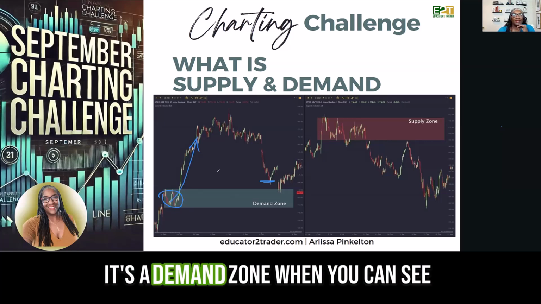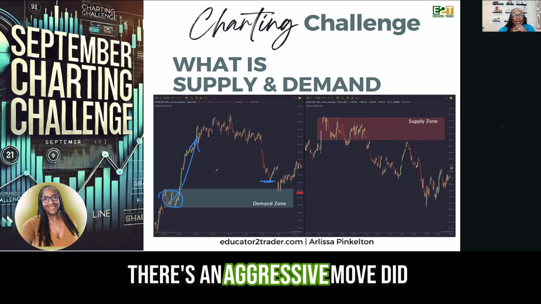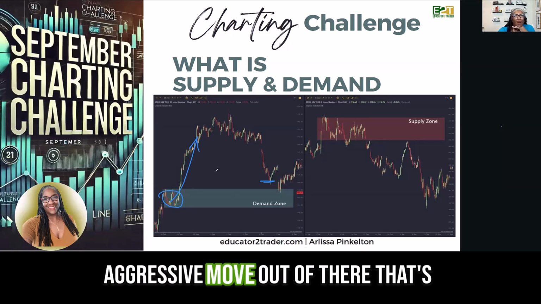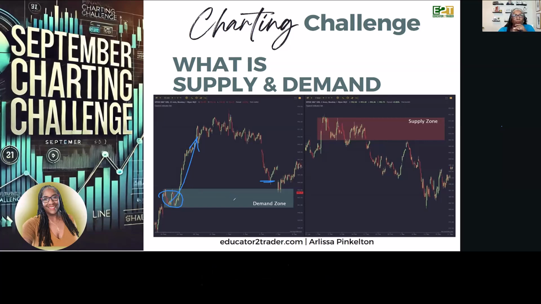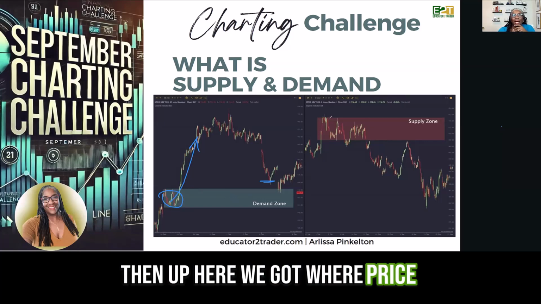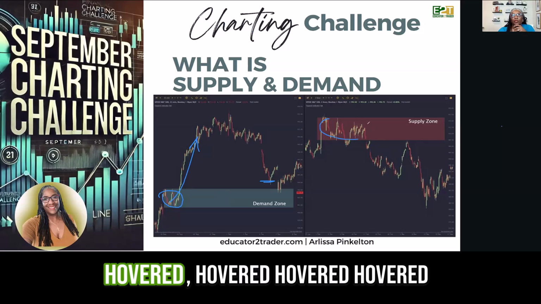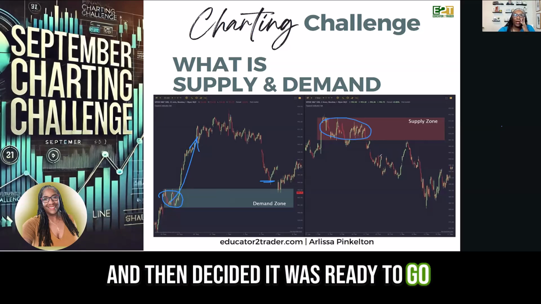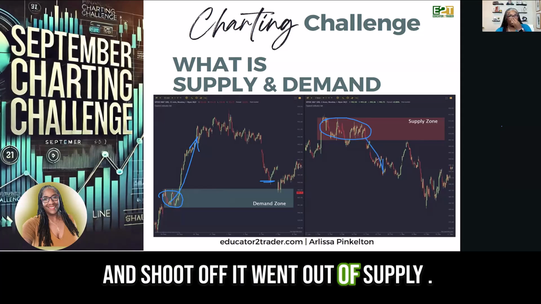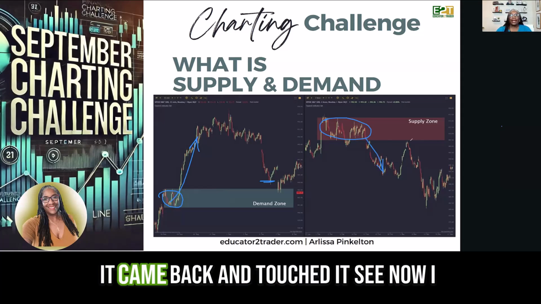We shoot out of there. He talked about it being a demand zone when you can see there's an aggressive move out of there. That's a demand zone. Then up here, price kind of went up, hovered, and then decided it was ready to go, and off it went out of supply. It came back and touched it.